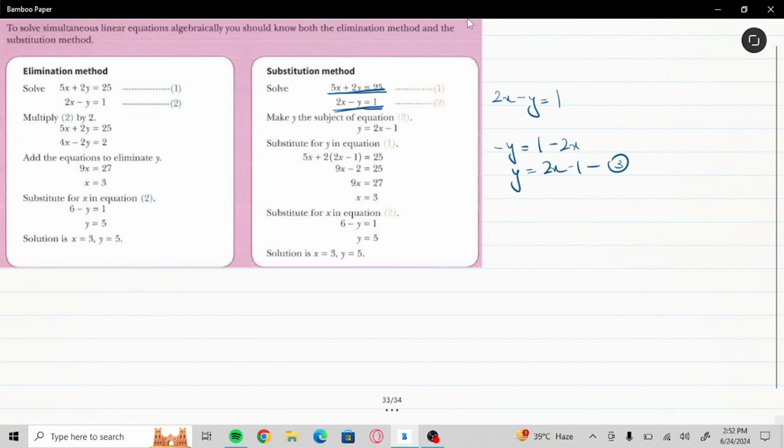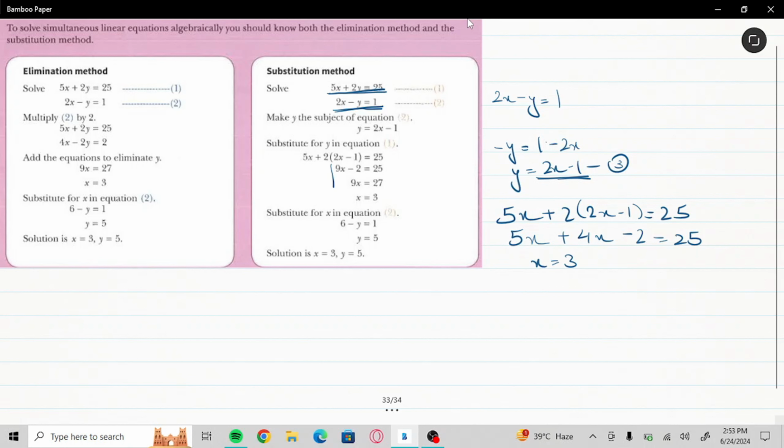What we do next is take this value of y and input it into the first equation. So 5x + 2, and instead of only y, we write the value of y we have found: 2 times (2x - 1) = 25. So 5x + 2(2x - 1) = 25, which is 5x + 4x - 2 = 25. I know I'm just explaining the example, so I'll go to the point. So x = 3. I'm just directly solving this.